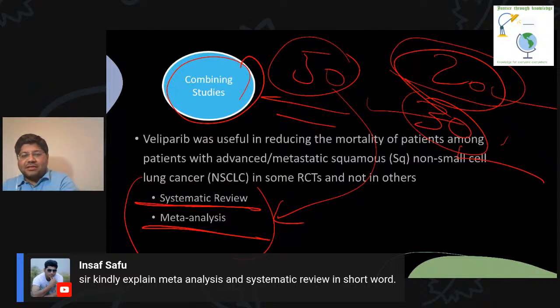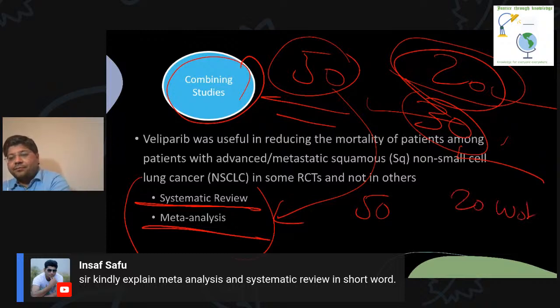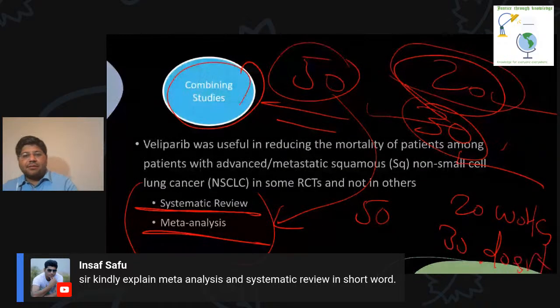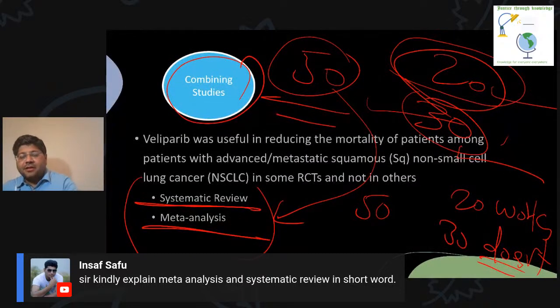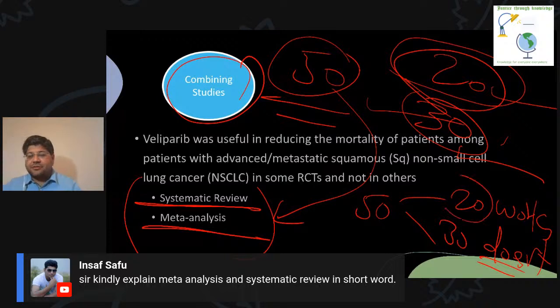So I'm saying there are 50 studies in total, 20 saying it works, and 30 saying it doesn't work. Forgive me for a very bad handwriting. So if I'm inclined to prescribe this drug, I'm going to pick up this group. And if I'm against, for whatever reason, I have a bias against this medicine, then I'm going to pick up this group. Now, what systematic review does, it removes the bias.